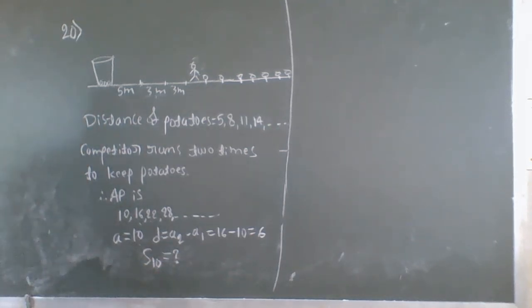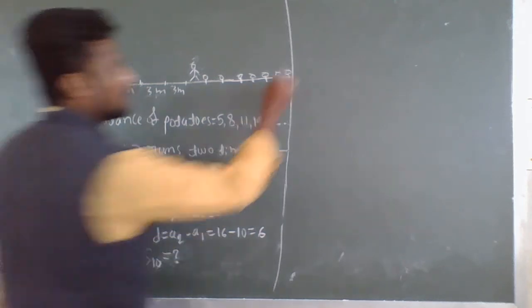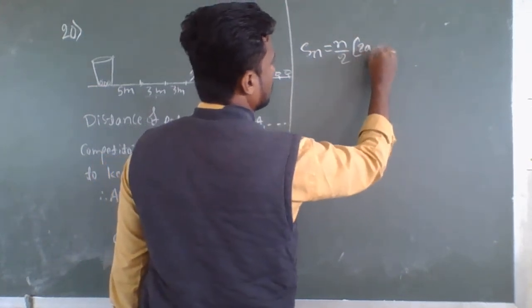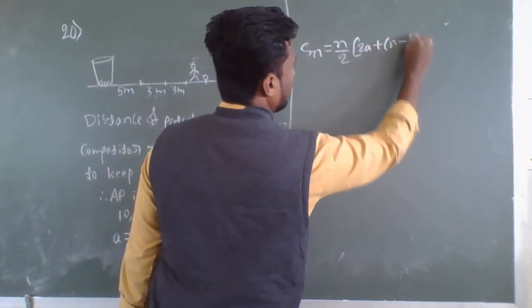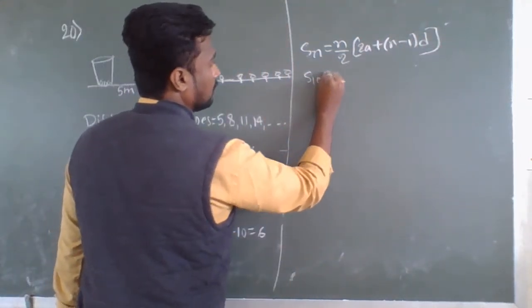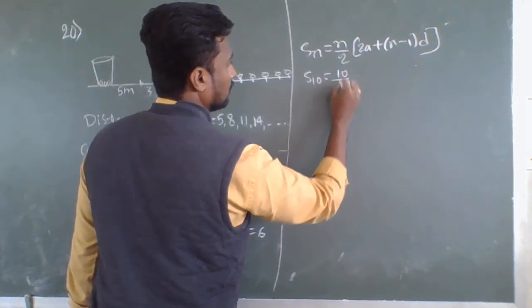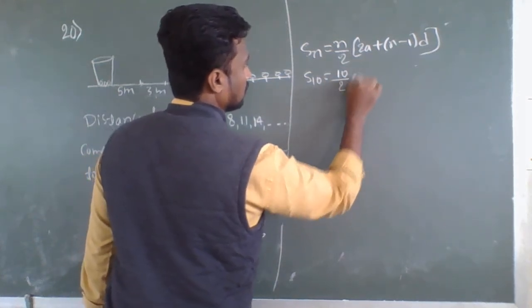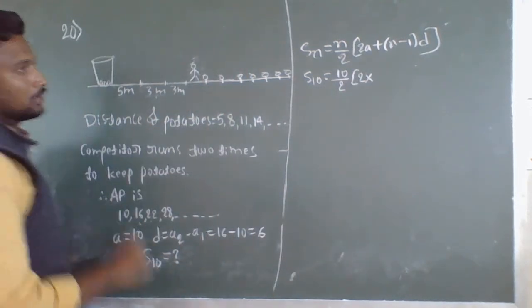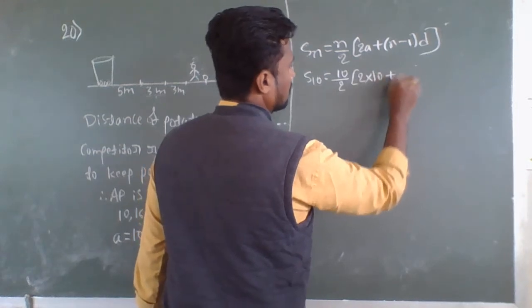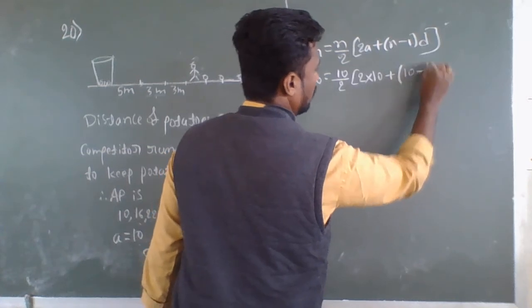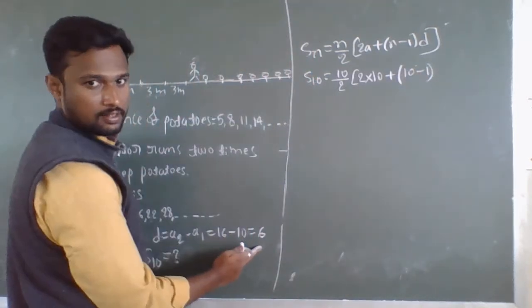So now we all know the formula to calculate the Sn value. It is Sn equals n by 2 into bracket 2a plus (n minus 1) into d. So here we have to calculate the S10 value. S10 is equal to, the n value is 10, so 10 by 2 into bracket 2 into the a value, 10, plus n minus 1, that is 10 minus 1, into d. The d value is 6.